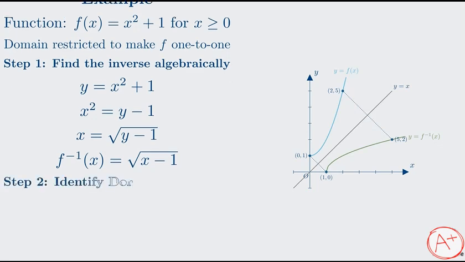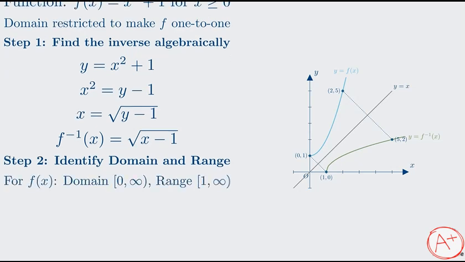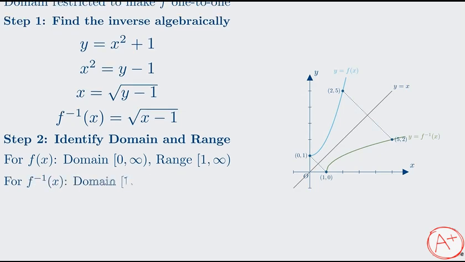Now let's identify the domain and range for both. For the original function f, the domain is given as x is greater than or equal to 0. Substituting this into the function, we see the range is f of x is greater than or equal to 1. Applying our rule, the range of f becomes the domain of f inverse, and the domain of f becomes the range of f inverse. The values simply swap places.